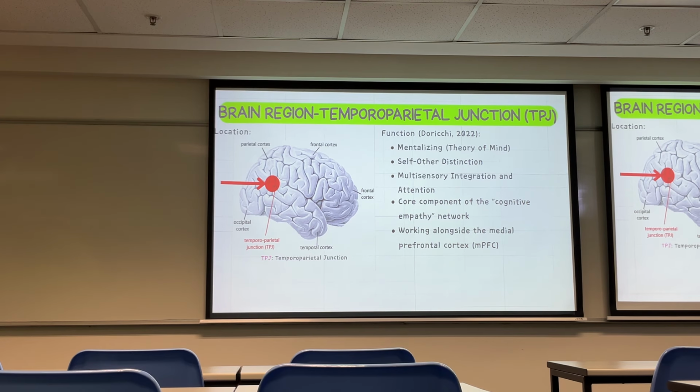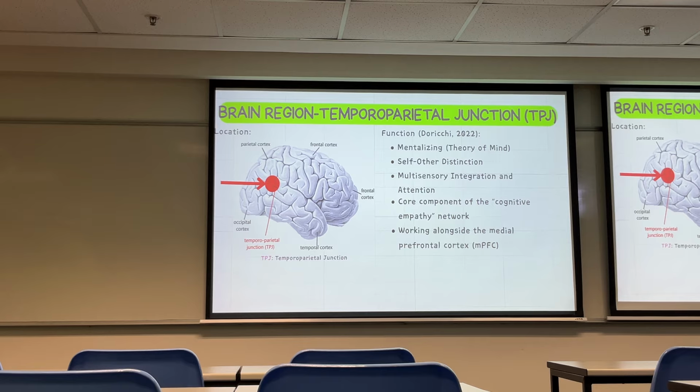The temporoparietal junction is a functional region at the intersection of three brain lobes: the posterior part of the temporal lobe, the inferior part of the parietal lobe, and the occipital lobe nearby, providing visual input. Here are the functions of the TPJ.